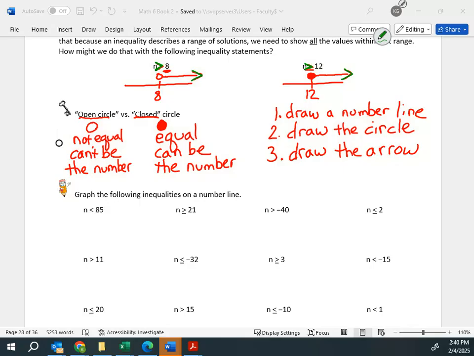So let's graph some of these inequalities on a number line. I'm going to scroll up.